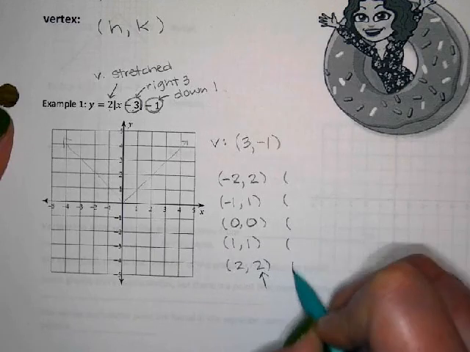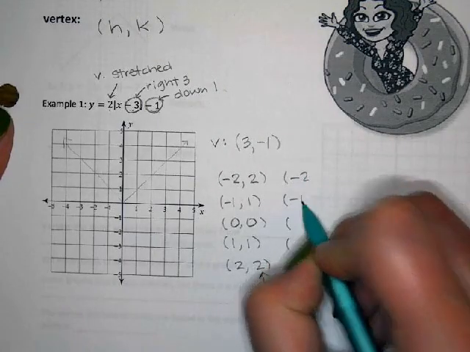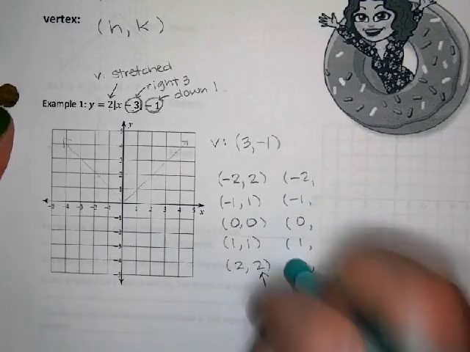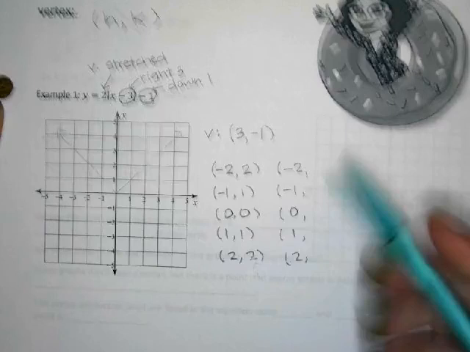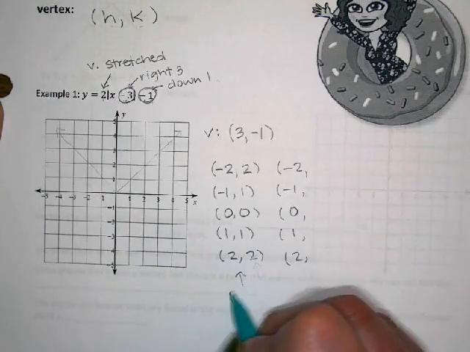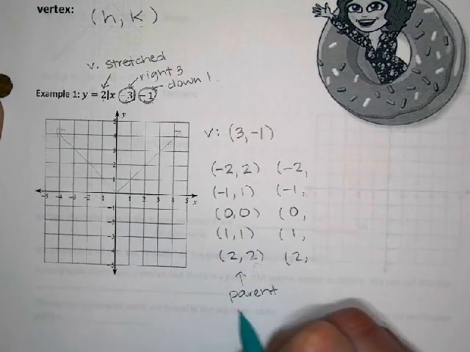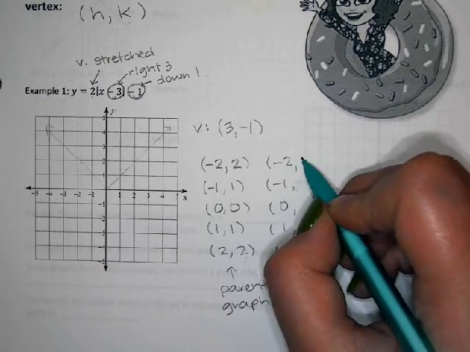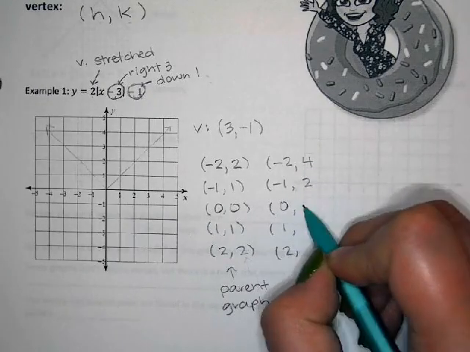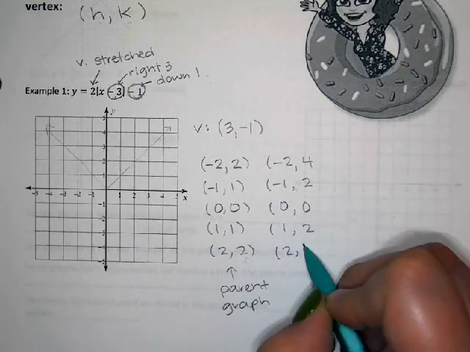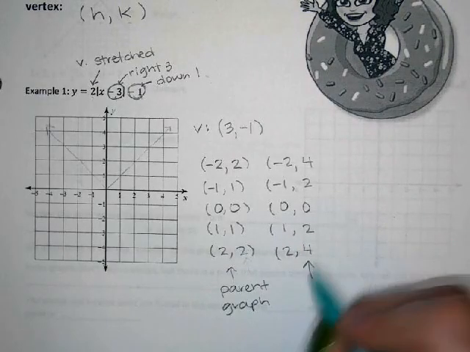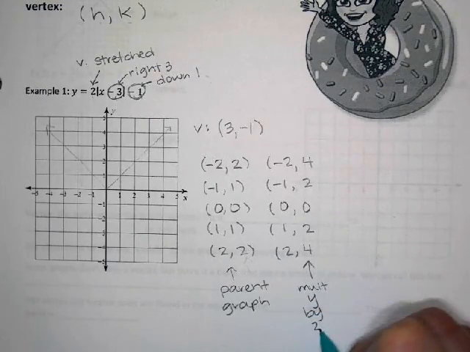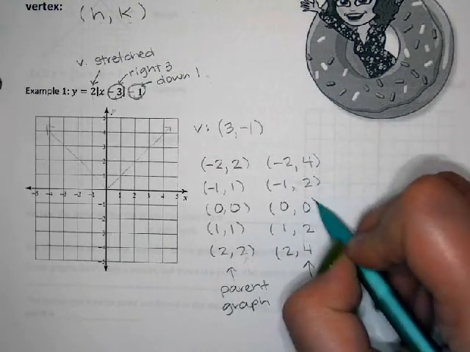So I'm going to take my y coordinates and multiply them by 2. So I'm leaving my x coordinates the same. And then I'm not going to put a note by this y coordinate. So these are the parent graph. If you want to label anything, that's what you could label there, parent graph. And now here I'm going to do 4, 2, 0, 2, 4. So what I did is I took the y's and I multiplied y by 2. And that was for the stretch, the vertical stretch of 2.